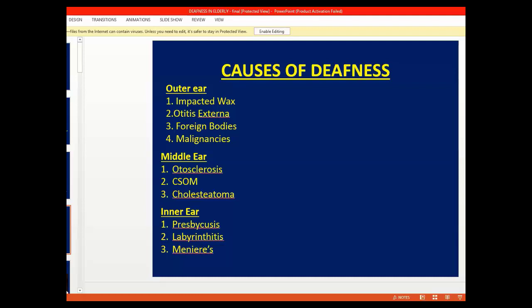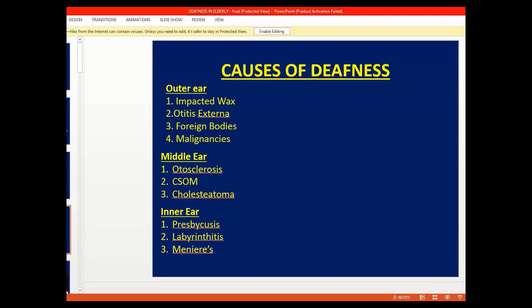Inner ear problems. For the inner ear, I have mentioned 3 common conditions. It's presbyacusis. We all know presby means problems in the elderly. So presbyacusis is a common problem. It's universal. Everyone can get affected, but the age of involvement is variable. Some people are affected in their 50s, but some people in their 80s also have hearing that is not so bad.